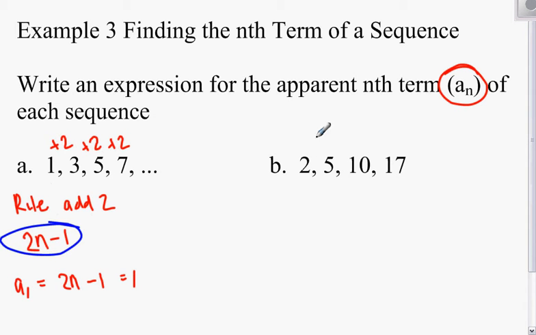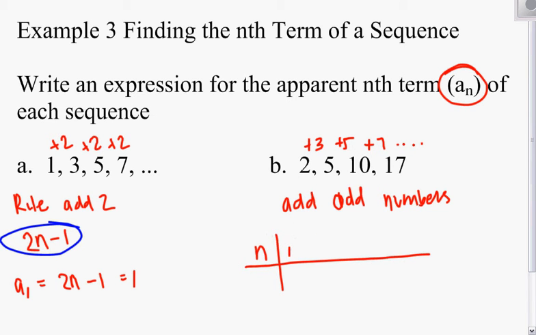And let's look over here. 2, 5, 10, 17. Well, now it looks like we're jumping a little bit. So we go plus 3, plus 5, plus 7. Okay, it's going up kind of quickly. And it looks like we're adding odd numbers. Well, let's write out our n's. We've got 1, a sub n, 1, 2, 3, 4. We've got 4 terms here, so we'll write 4 of them here. And then we're going to write our a sub n's.